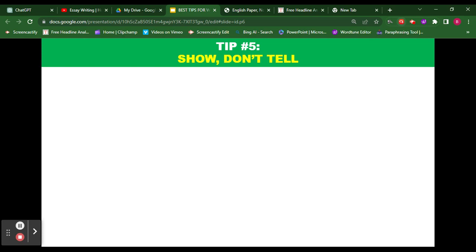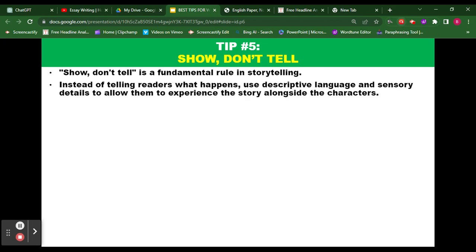So show, don't tell. That is a fundamental rule in storytelling. Instead of telling readers what happens, use descriptive language and sensory details to allow them to experience the story alongside the characters. Okay? Now, that is exactly very important. This will make the narrative more vivid and immersive.